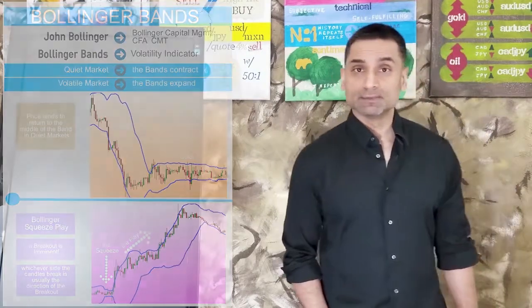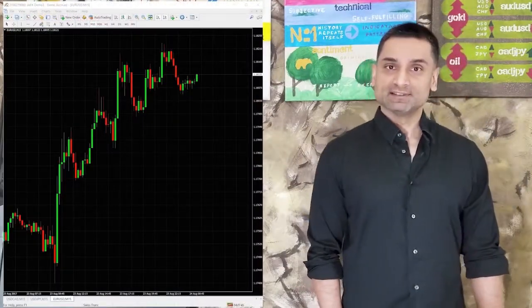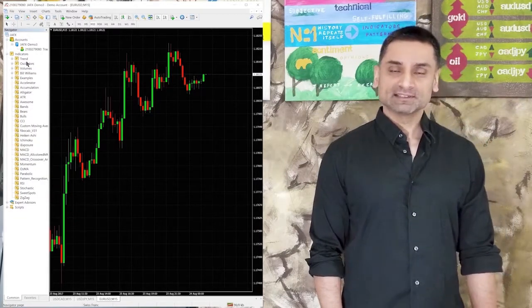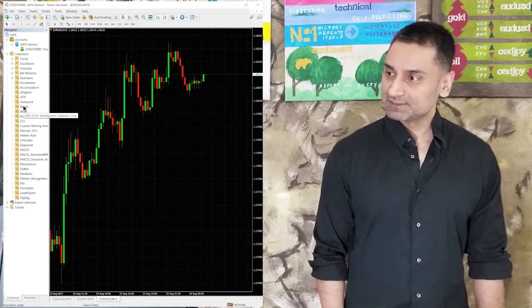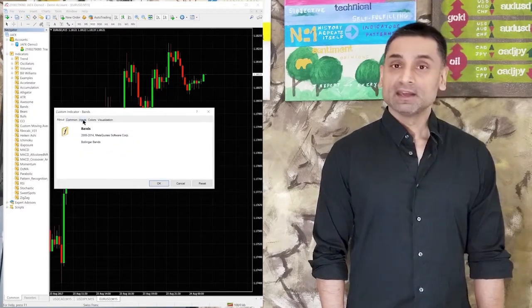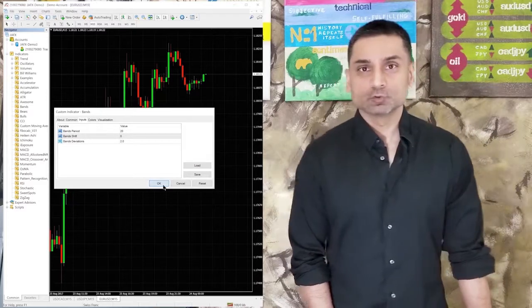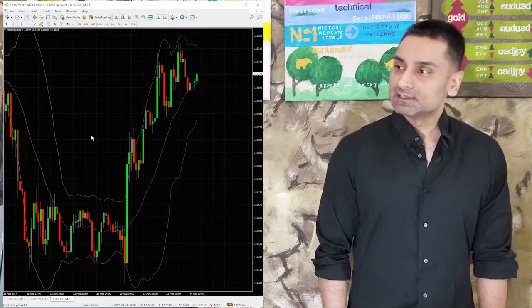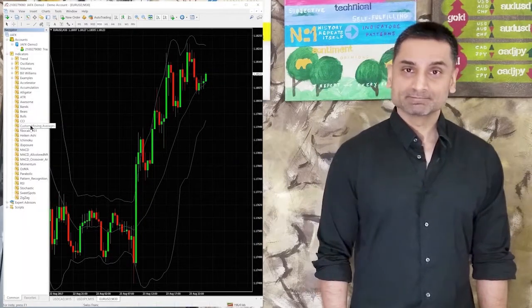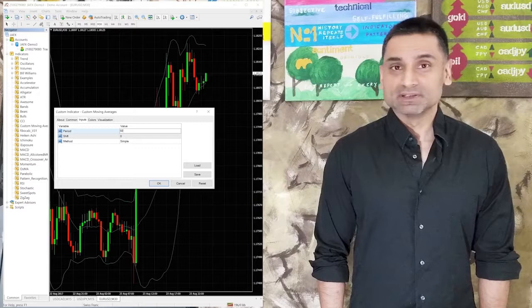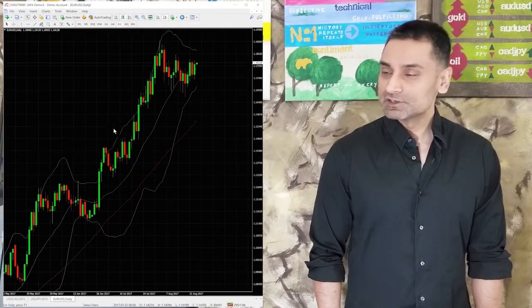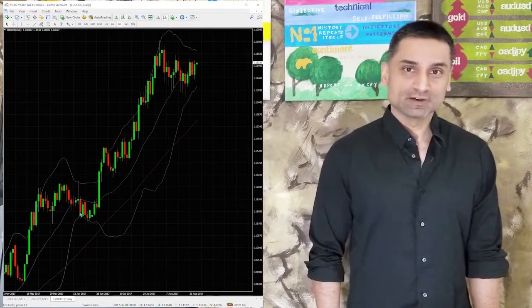Now let's go to the platform so we can see how this works on the chart. This is included with the platform, and to put it on the chart, just double click it. It's called Bands on this platform, and just use the default settings of 20 and 2. And then we'll add a filter of a moving average of 50. We wait for price to close beyond the outer lines, and if it correlates with the moving average, then we have a good setup to enter a trade the other way.